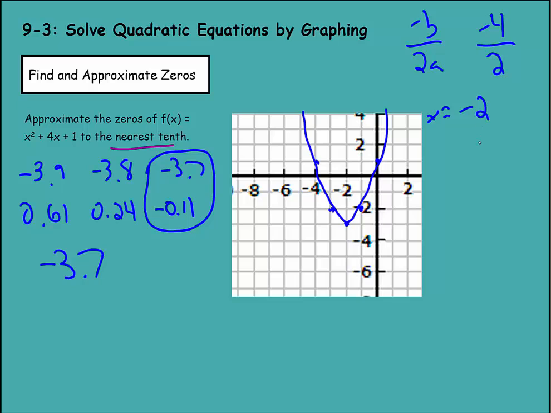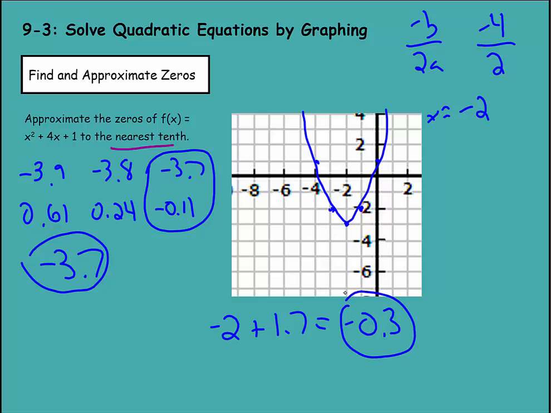And since that's 1.7 away from the vertex on the left, this one's going to be 1.7 from the vertex on the right. So it would be negative 2 for the vertex here plus 1.7. That's going to give us negative 0.3. So my x-intercepts are going to be at negative 3.7 and negative 0.3. That's the answer for this function. Those will be the zeros for this function here, negative 3.7 and negative 0.3.